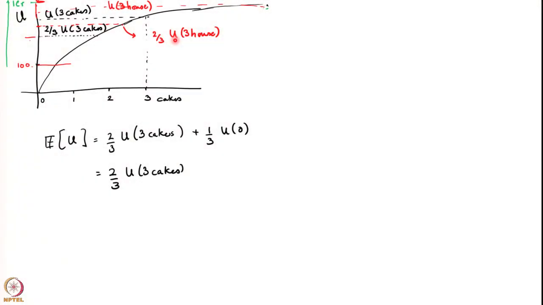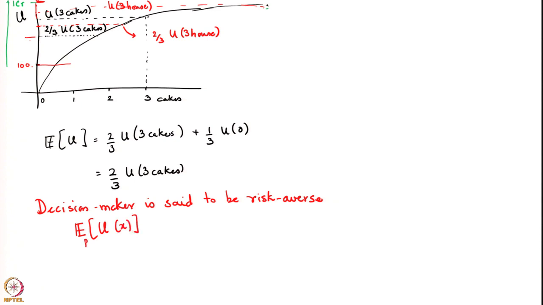The expected utility theorem also gives us a very concrete and quantitative measure of risk. Now, risk can be measured in many different ways, but here is one particular measure. We say that a decision maker is said to be risk averse if his expected utility, computed under any probability distribution P, is less than or equal to his utility from the average outcome under that same probability distribution P.